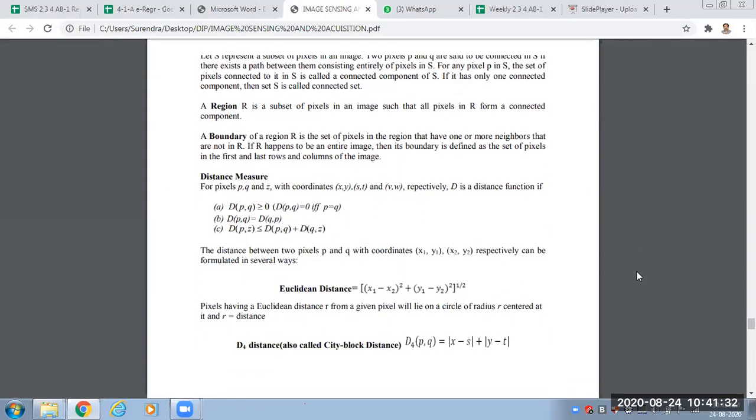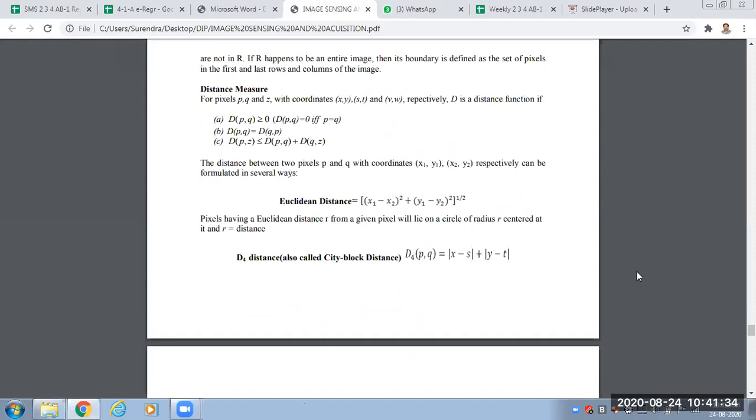And after that, distance measures. There are two types of distance measures: Euclidean distance and D4 distance. Euclidean distance is the normal distance measurement through a graph. The normal distance between two coordinate points in general mathematics, x1, y1 and x2, y2, where x1, y1 is the first coordinate and x2, y2 the second coordinate, is simply the square root of (x1 minus x2) whole square plus (y1 minus y2) whole square.